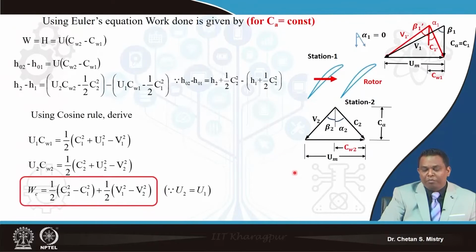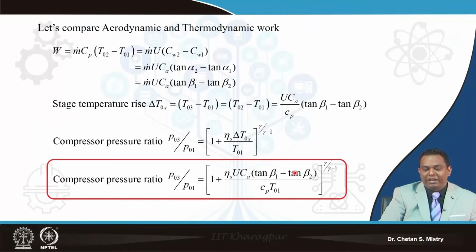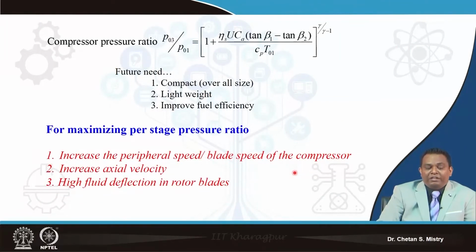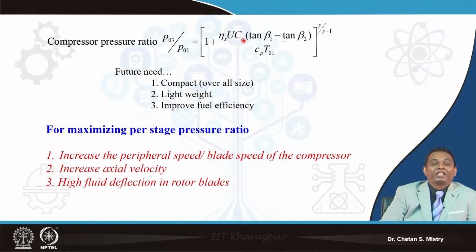So let me move to the next slide. This represents our compression ratio as we have discussed. Now let's discuss what we are expecting from our compressor in aero engine applications. For our future engines, we are looking for compact engines. That means I want to reduce the overall size of the engine.